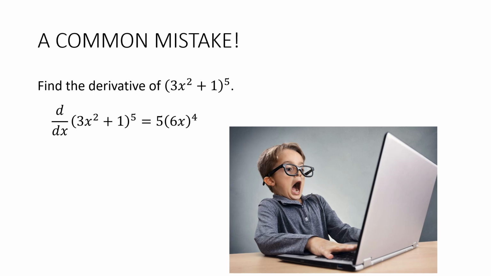So here's a common mistake. What's happened here? If we want to find the derivative of 3x squared plus 1 all to the power of 5, well, the 5's come down and we've reduced the power by 4, but we should have left this 3x squared plus 1 alone. Instead, it's been differentiated. So what should it be? I'll leave you to answer that question.